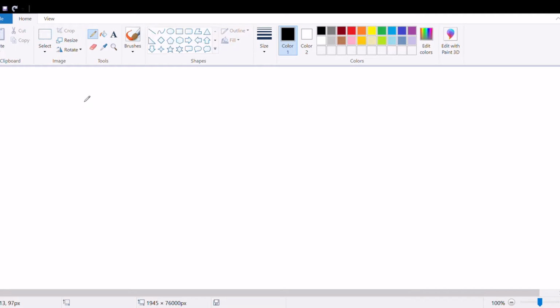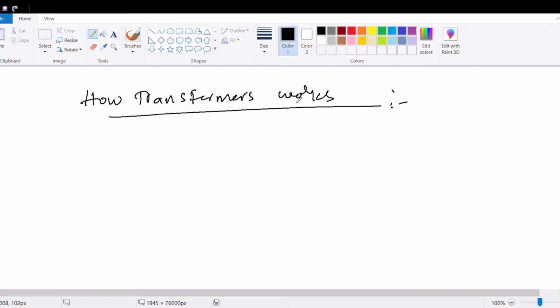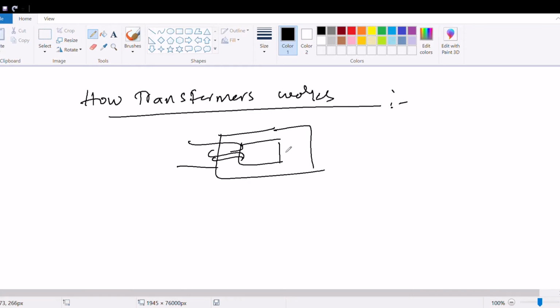This video is about how a transformer works. As an EEE student, we all know that a transformer is a static device which comes under the electrical machines subject. In this video, I am going to explain how it works.